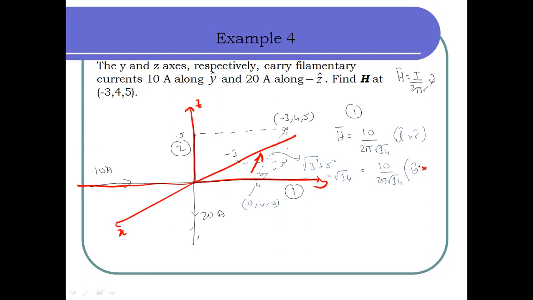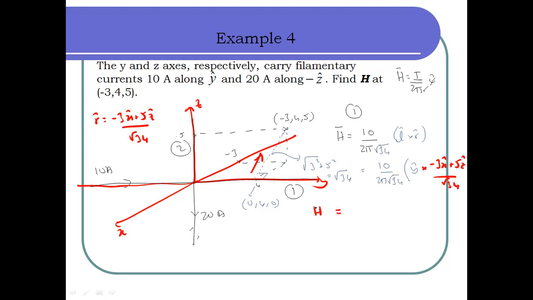Based on that, the R vector for this particular case should be equal to negative 3 x plus 5 z, because negative 3, 4, 5 is the end point and 0, 4, 0 is the starting point. In terms of the unit vector, that should be divided by the distance, which is square root of 34. So we have the unit vector of r as negative 3 x plus 5 z divided by square root of 34.